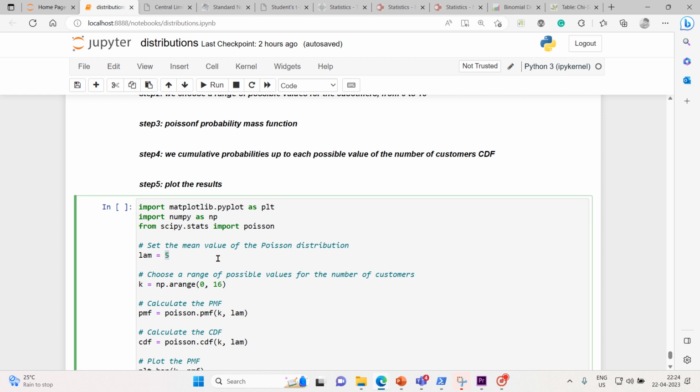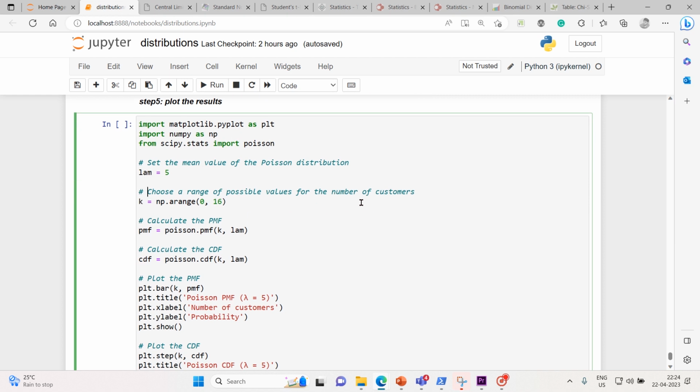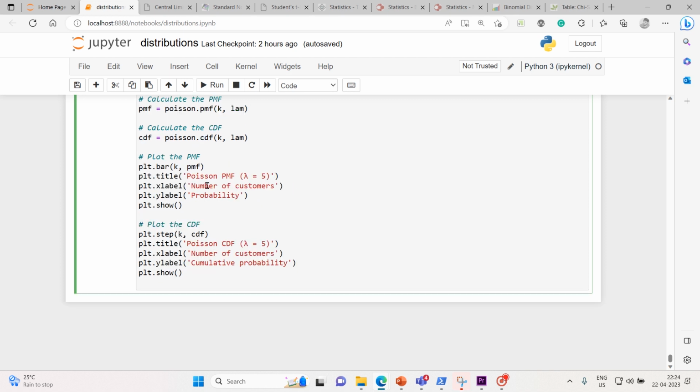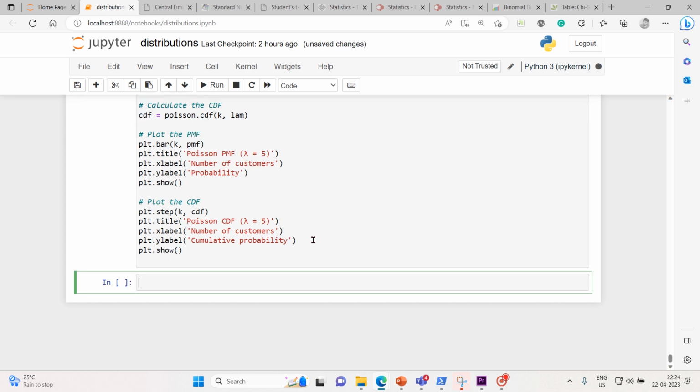Once that is done, you have to choose a range of possible values for the number of customers. So for the range of possible values I'm choosing from 0 to 16. Okay. Once that is done, I have to calculate the PMF, the probability mass function, from the Poisson. You can take the PMF method, and similarly for CDF, you can take the CDF method, and you can plot both PMF and CDF, and you can see here.